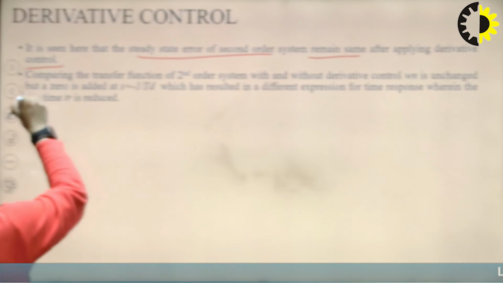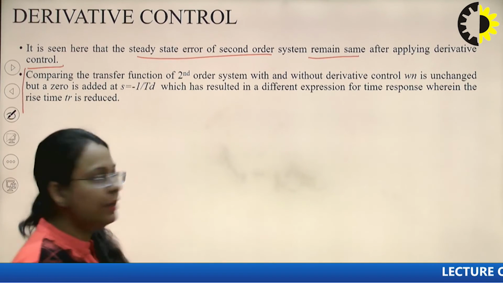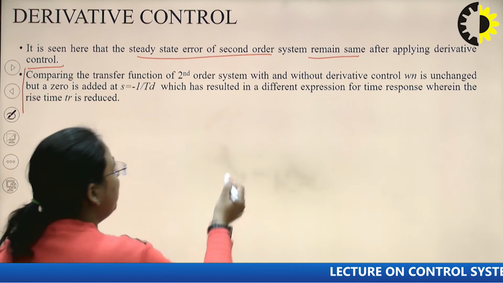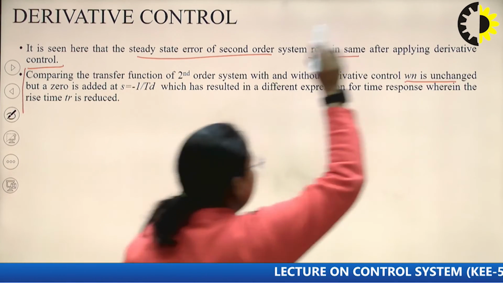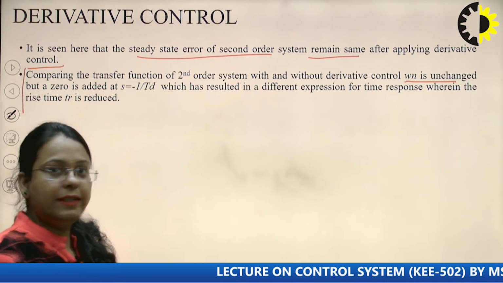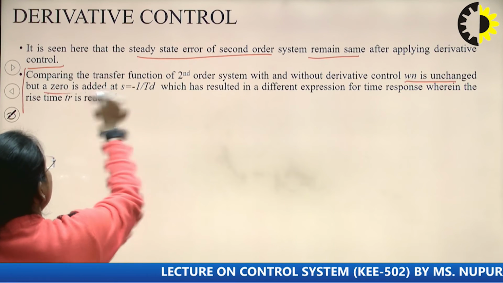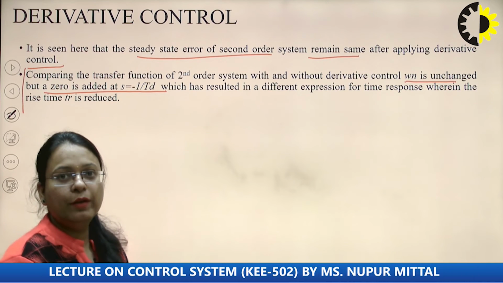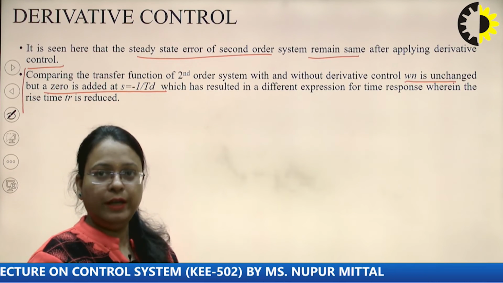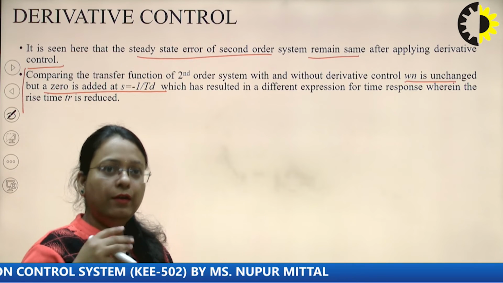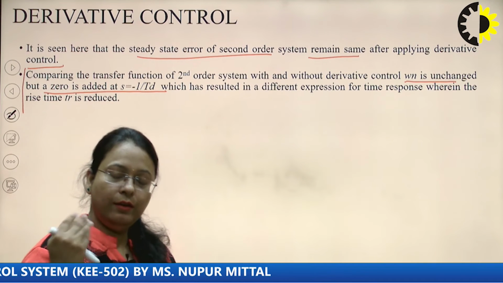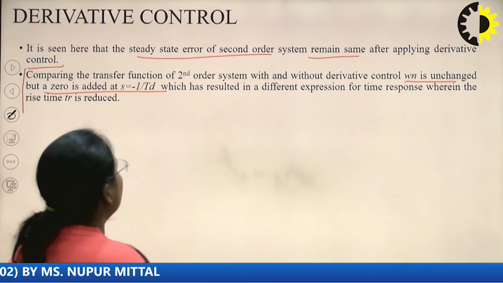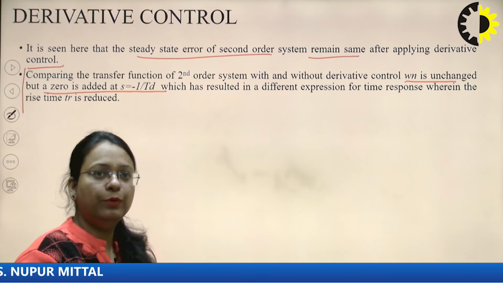But when we compare the transfer function of the second order system with and without derivative control, we can see that omega n remains the same, but a zero is added at s equals minus K1 by T, which results in a different expression for the time response, wherein the rise time is reduced. So I hope the derivation of derivative control is clear to you.